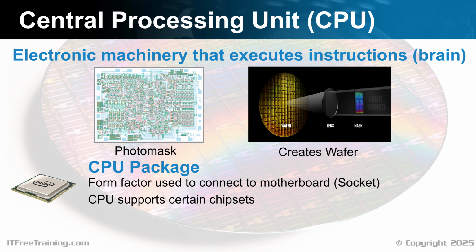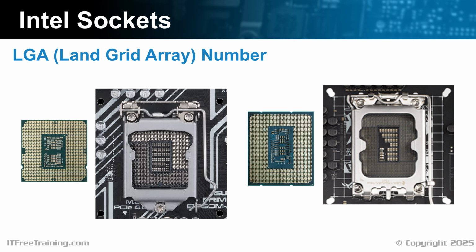To start with, let's have a look at the Intel sockets used for CPUs. There have been a large number of Intel sockets released over the years. Since 2004, Intel has been naming their sockets with LGA followed by a number. LGA stands for Land Grid Array, which is a standard where the pins are on the motherboard socket rather than on the CPU. I will have a closer look into LGA later in the video.